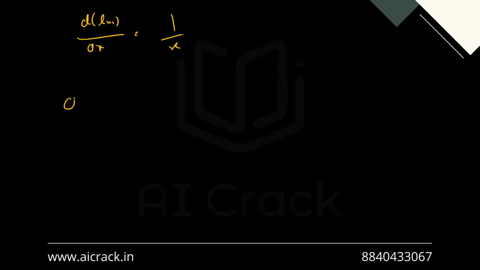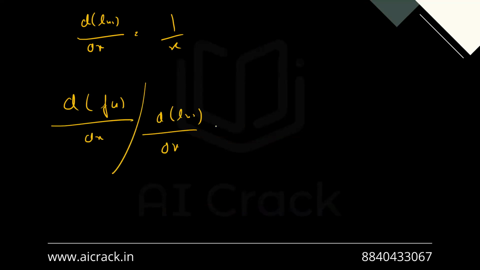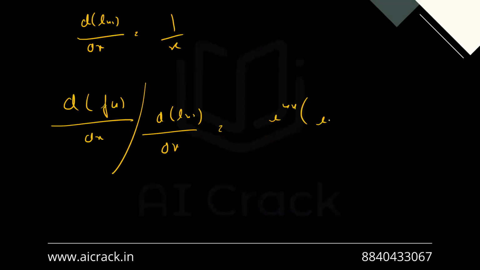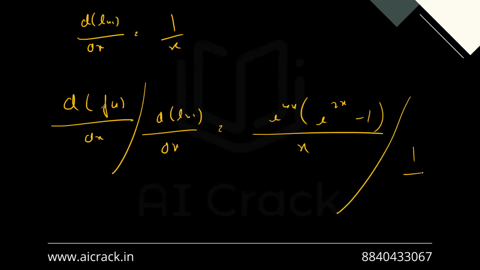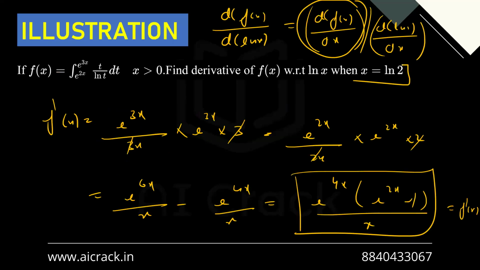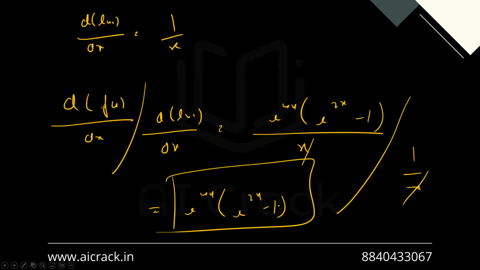Okay. So if we find d f(x) by dx divided by d ln x divided by dx, that would be e^(4x) times (e^(2x) minus 1) divided by x, whole divided by 1 by x. So this gets cancelled out. So what we have got is e^(4x) times (e^(2x) minus 1). This is our answer. Okay. Now we have to apply x equals ln 2 over here. You can apply that over here and you'll get the answer.